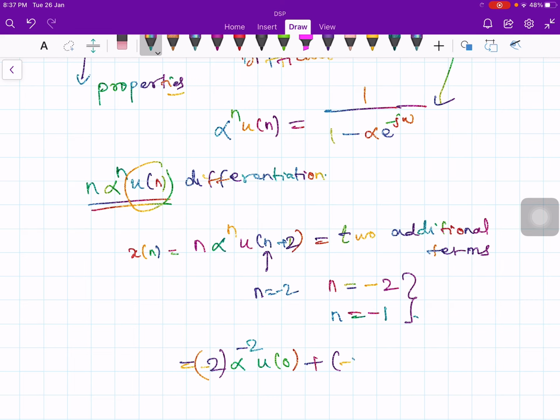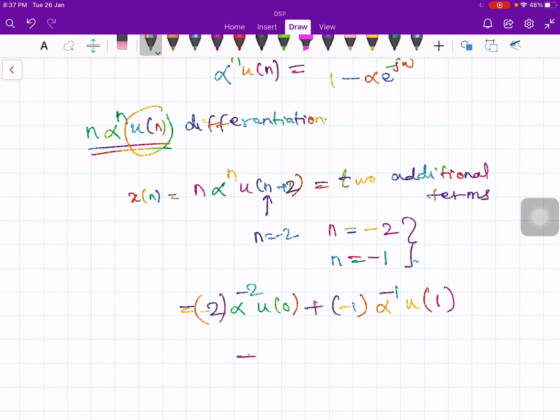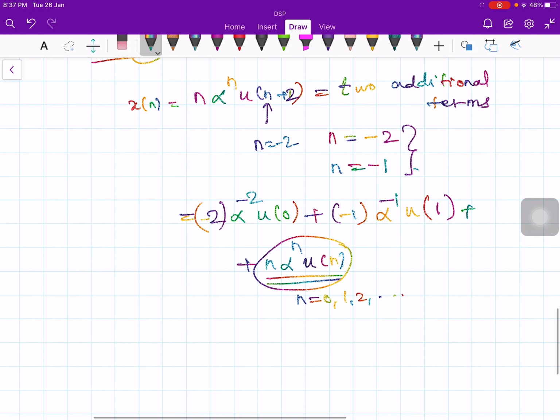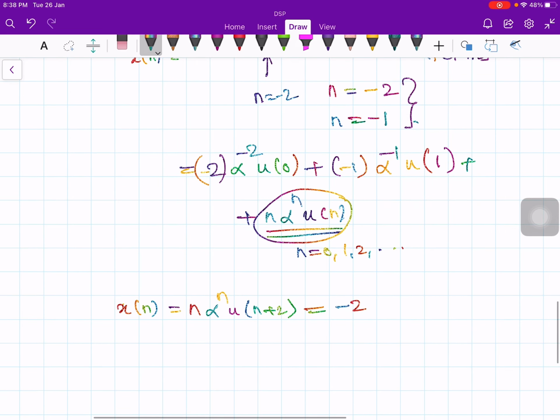Okay, so if you substitute n is equal to minus 2, then you will get u of 0. Then substitute n is equal to minus 1. Minus 1 times alpha to the minus 1 u of minus 1 plus 2, it becomes u of 1. And then you write n times alpha to the n u of n. You are going to account from n is equal to 0 onwards. These 2 terms you are separating from this guy. So therefore x of n is equal to n times alpha to the n u of n plus 2, which is the same as minus 2 times alpha to the minus 2, u of 0 is anyway 1, minus alpha to the minus 1 plus n times alpha to the n u of n. I can write like this.